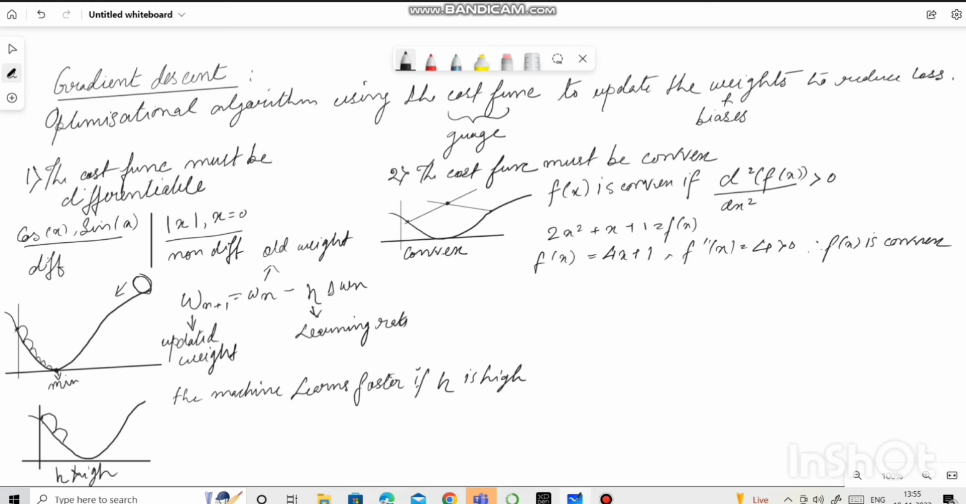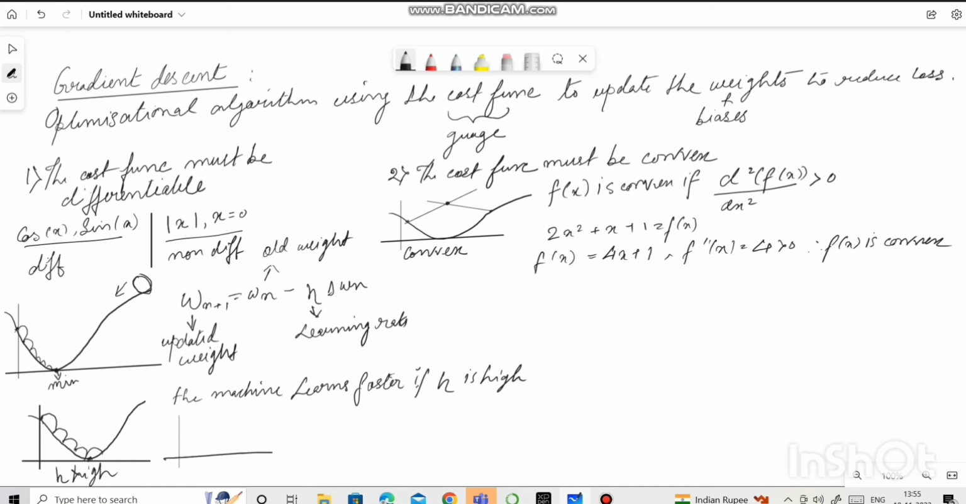Now if it is so, is it always beneficial to have a very high learning rate? Well, the answer is no. The reason being, if the learning rate is high, we might end up skipping the minima altogether. We might just jump over the minima. So, a very high learning rate is not always advisable.